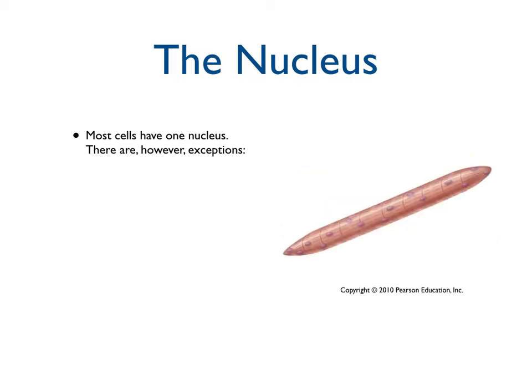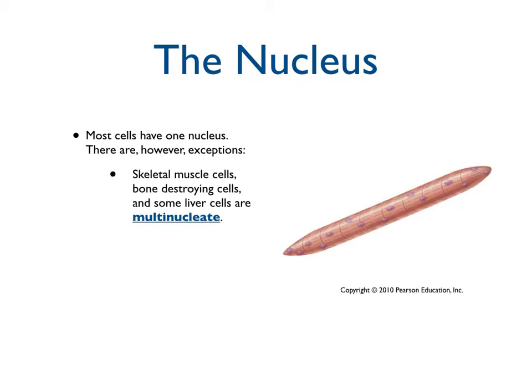For example, the skeletal muscle cell shown here has more than one nucleus. Cells with multiple nuclei are called multinucleated cells. Other examples of multinucleated cells include bone-destroying cells and some liver cells.